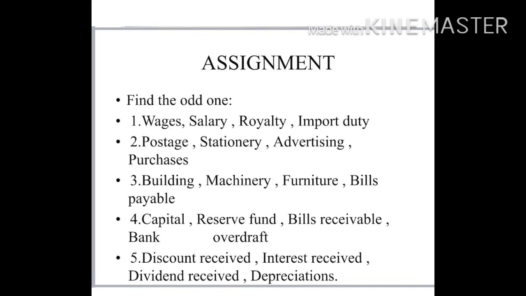Discount received, interest received, dividend received, depreciation. Now all three are receipts. Discount received, interest received, dividend received, profit and loss account credit side, and depreciation is your loss. So profit and loss account debit side. So this is the odd one out.